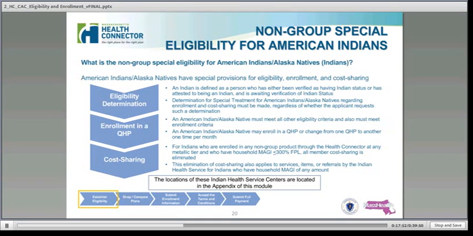On slide 19, this slide talks about the health safety net. So HSN, and folks know this also is free care. It is not going away.